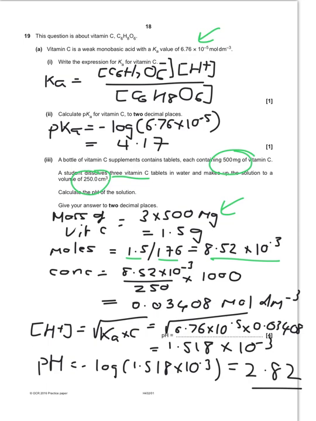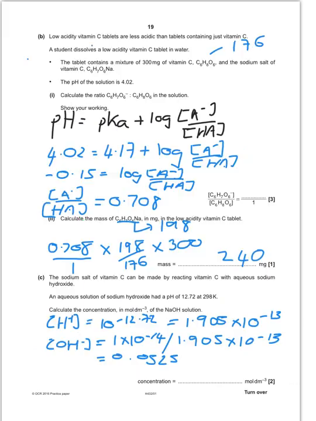And then if you put it into this expression here, you need to find your concentration of H plus ions, which is the square root of Ka times C. You know Ka, they've told you that up here. You've just worked out your concentration here, which gives you that. And therefore put that in your pH expression and you will get it to be 2.82.